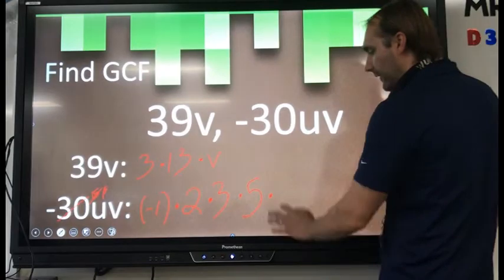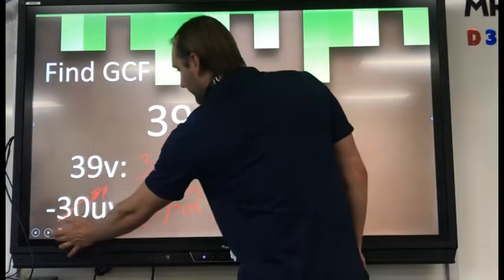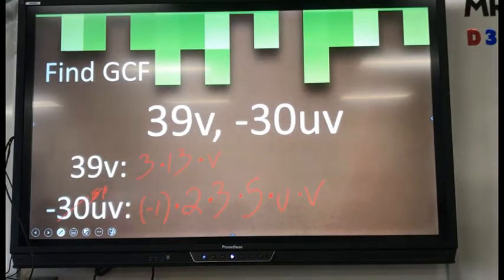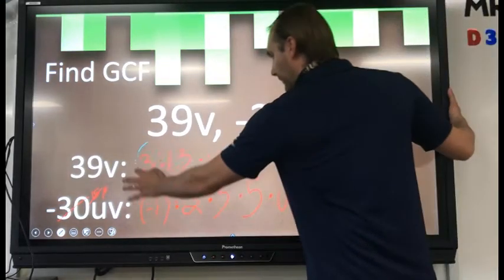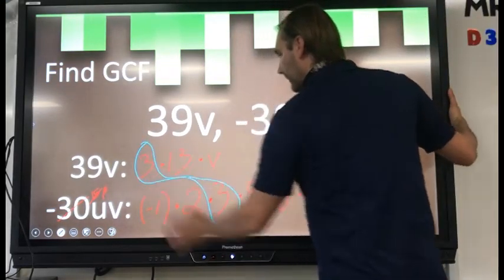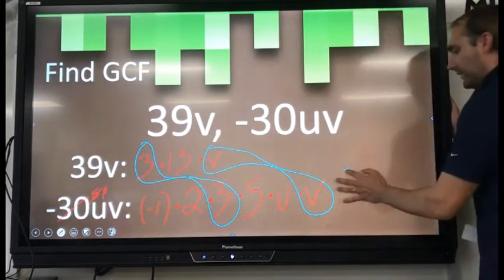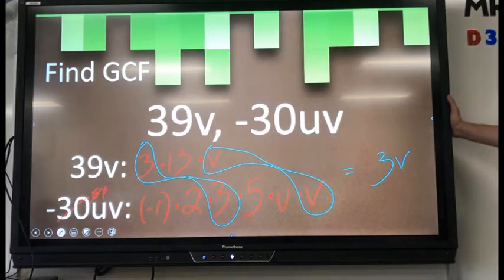Now, I also have a couple of variables. I have a u and a v. So here are my prime multiples. What's the next step? What do they have in common? 3 and a v. So 3v. My GCF is 3v.